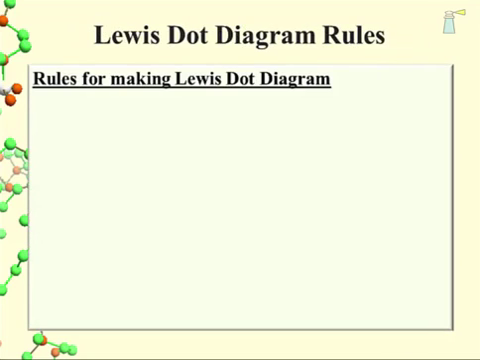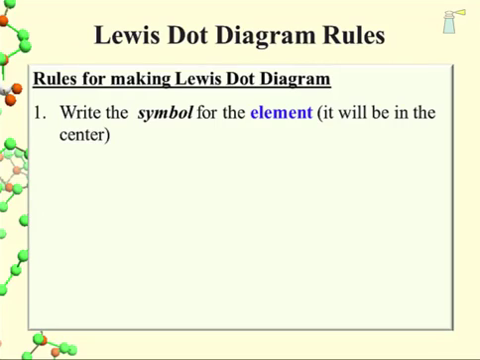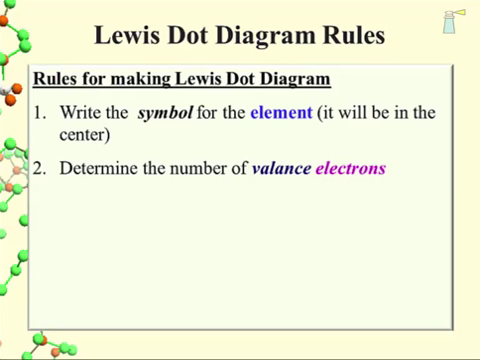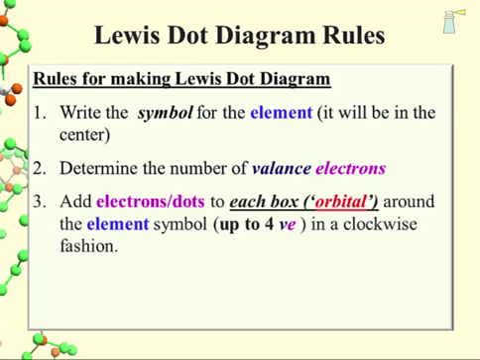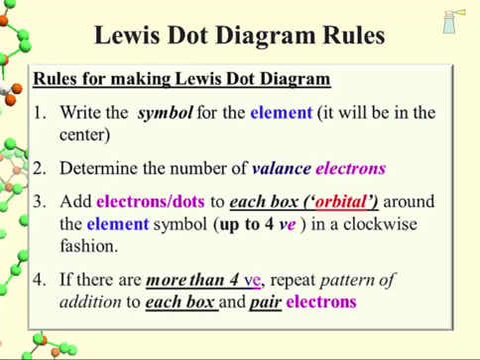We will use some basic rules for constructing Lewis dot diagrams until we feel comfortable with the procedure. Begin by writing the symbol for the element, and yes, it will be placed at the center. Determine the number of valence electrons for the element. This can be found by using the electronic configuration or the Roman numeral or column numbers above the column on the periodic table where the element resides. Now add electrons as dots to each box, and that's an orbital, around the element symbol up to 4 valence electrons, and do this in a clockwise fashion. If there are more than 4 electrons, repeat the pattern of addition to each box and pair. Shall we give it a try?